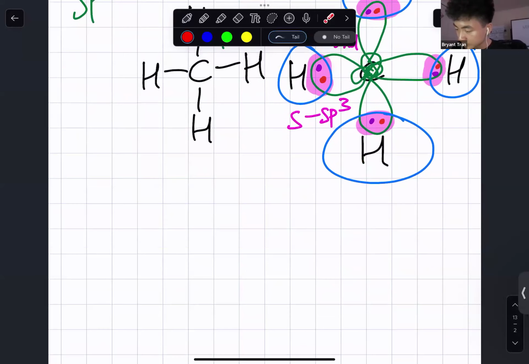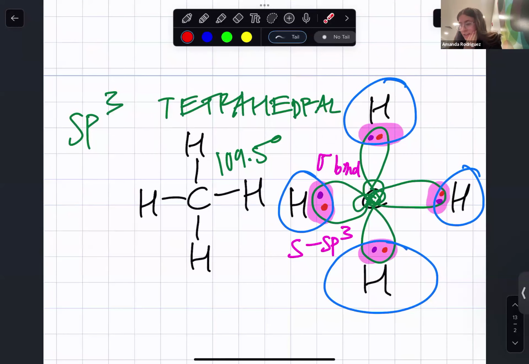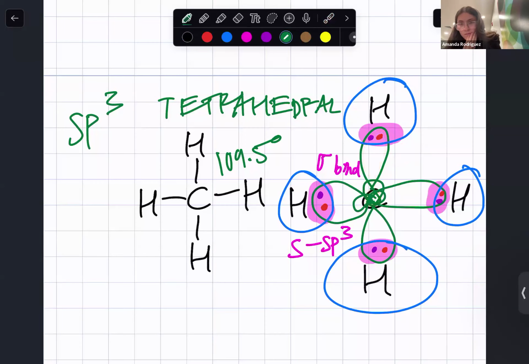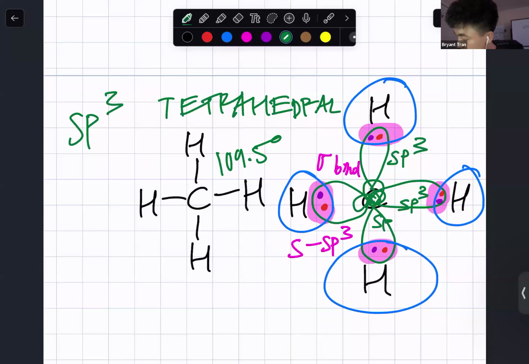Okay. sp3 is like the max. There's four sp3 orbitals. This is one sp3 orbital right here. This is the second sp3 orbital right here. This is the third sp3 orbital right here, and then this is the fourth sp3 orbital right there. That's why I said there's four sp3 orbitals on that carbon right there, like that.